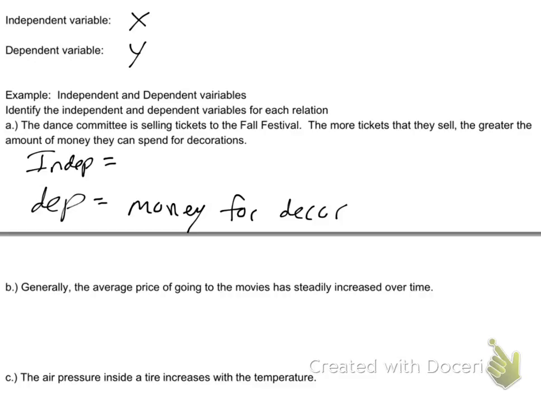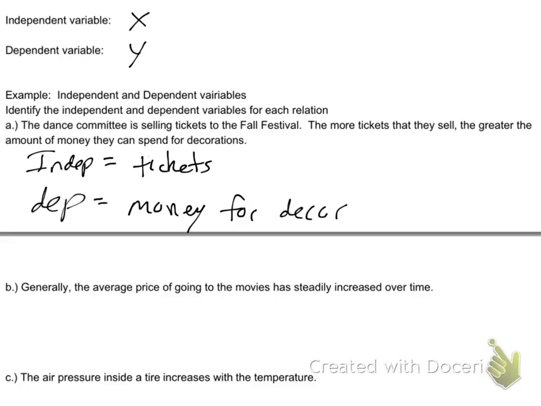Well, let's just think of this. The money for the decor is based off of how many tickets? So therefore, tickets will change. That's our independent. The more tickets, the more money. So the money depends on the tickets. So the tickets are the independent. The money is the dependent because it depends on something else.